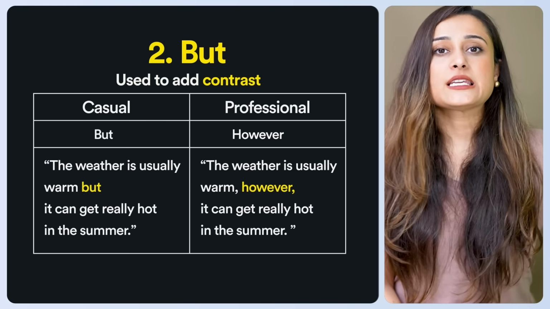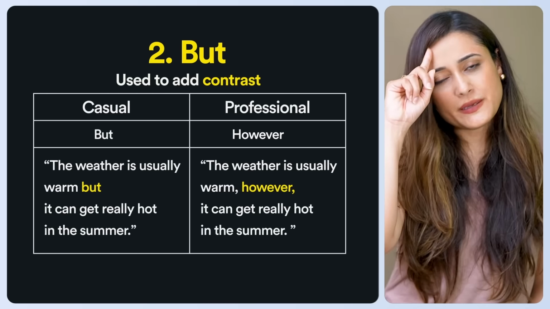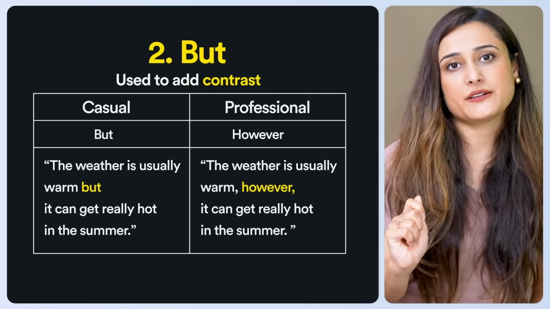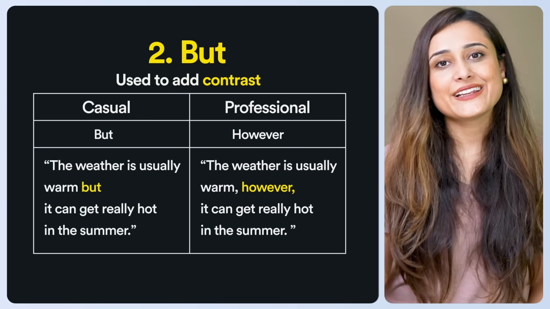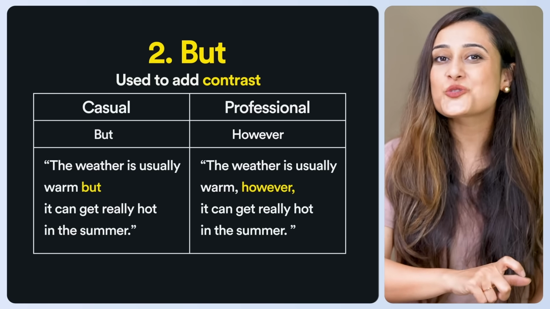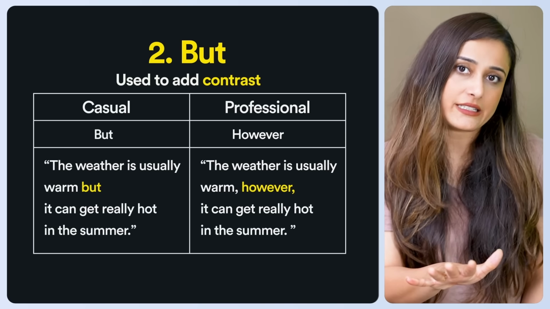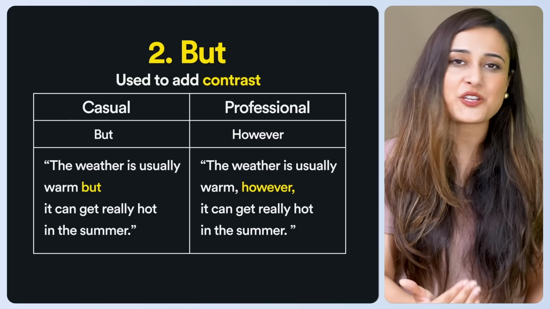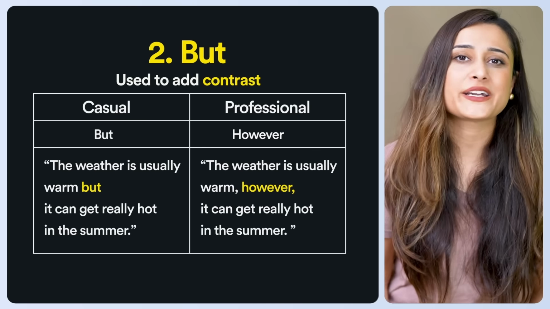Alright, but there's one thing that you will have to take care of. When you're writing something, be a little careful with the punctuation here. Before however, there should be a comma. Alright, and ideally there should be a comma after however also. But that is not true with but. You can simply say the sentence without using commas when you're using but. Because that's spoken English, that's casual, that works. But when you're writing it down, however, is supported by a comma.